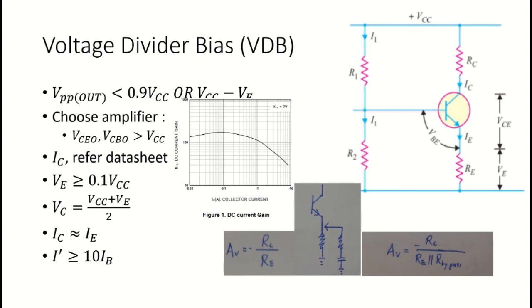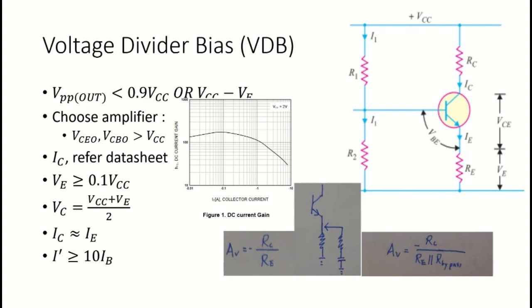For the base, VB is equal to VBE plus VE, so we can also get the base current. The I1, which we can also call I prime, is 10 times bigger than IB, to ignore the IB taken away from I prime. So R2 and R1 can be calculated using Ohm's law also.